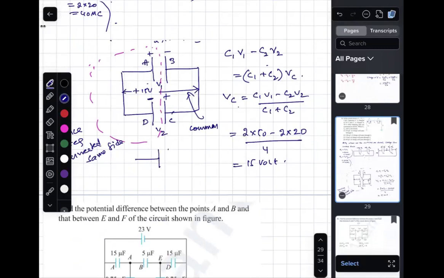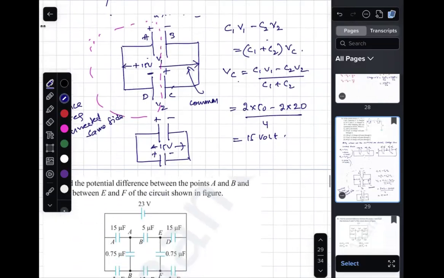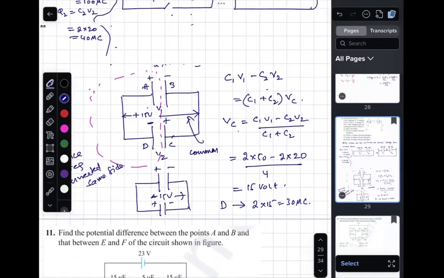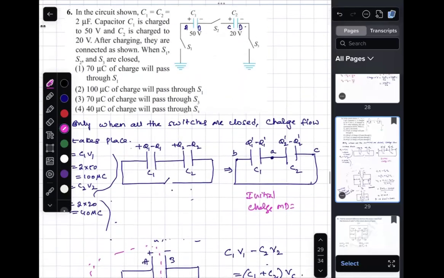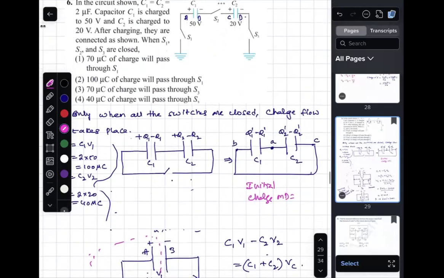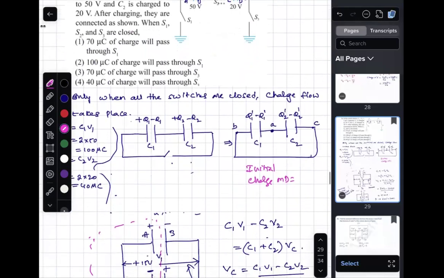Which means in that case, 15 volts on both the sides. Now, what is going to be the charge on D? Charge on D is nothing but 2 into 15, that is 30 microcoulomb. What was the charge on D initially? Tell me, what is the initial charge on D? 20 into 2, minus 40 microcoulomb.